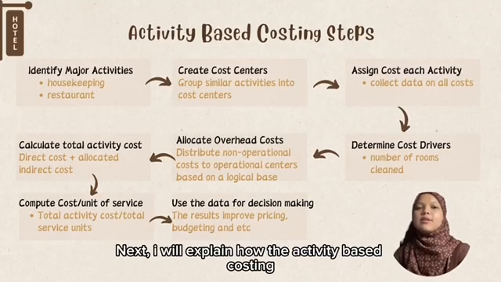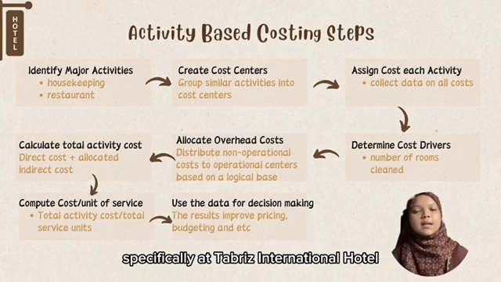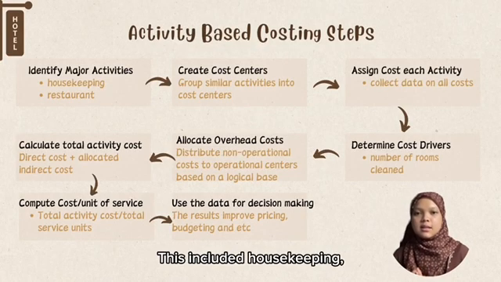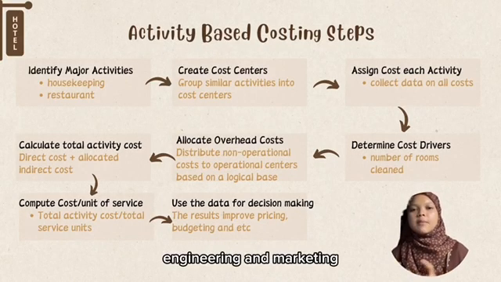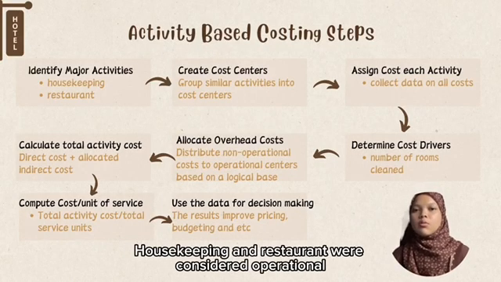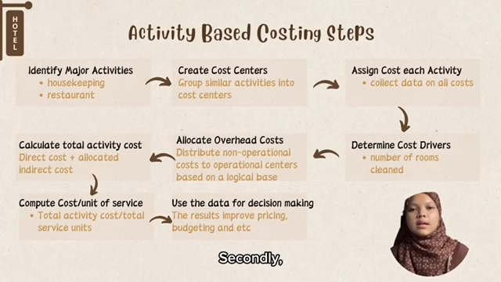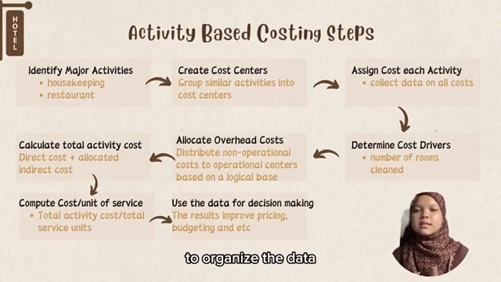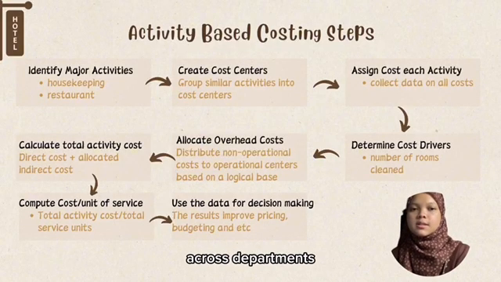Next, I will explain how activity-based costing was implemented in the hospitality industry, specifically at Tabriz International Hotel. The process started by identifying major activities within the hotel. This included housekeeping, restaurant operations, administration, engineering, and marketing. Housekeeping and restaurant were considered operational, while the rest were non-operational. Secondly, the hotel grouped these activities into cost centers to organize the data. This allowed them to manage and trace costs more efficiently across departments.